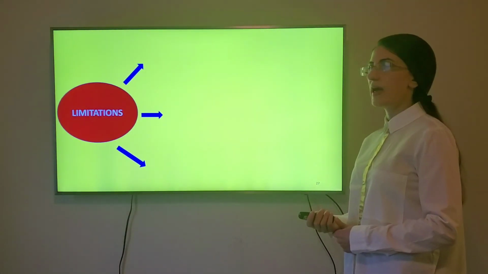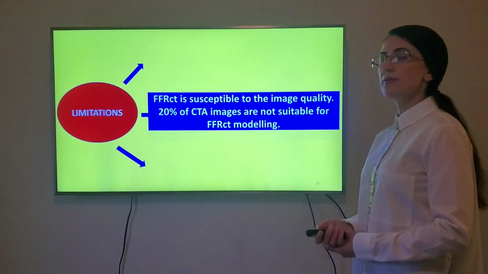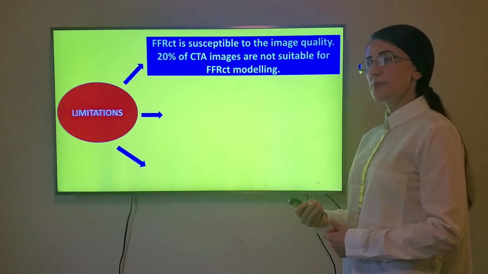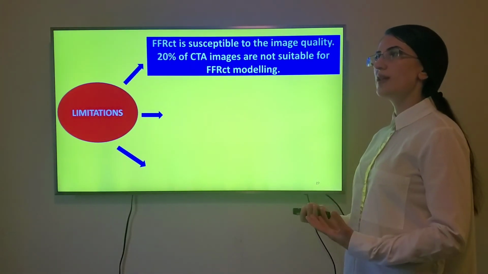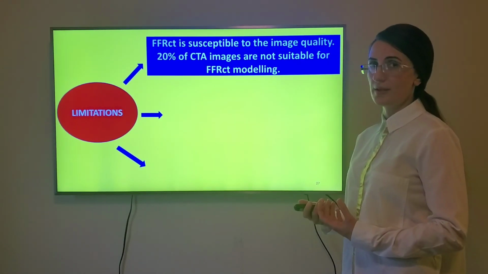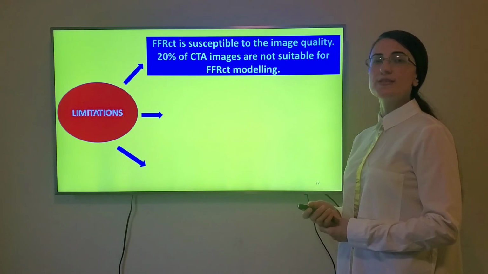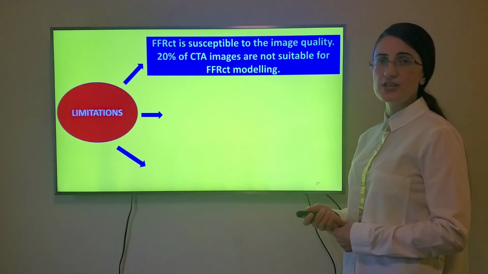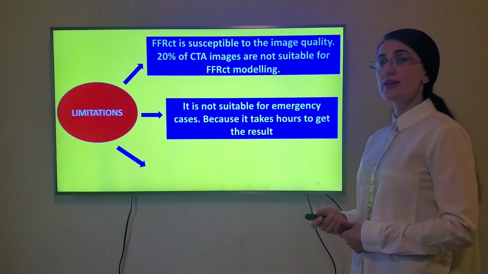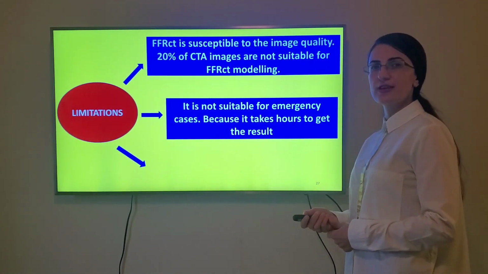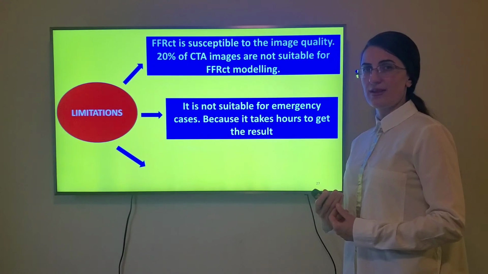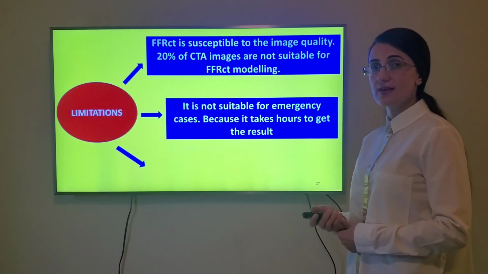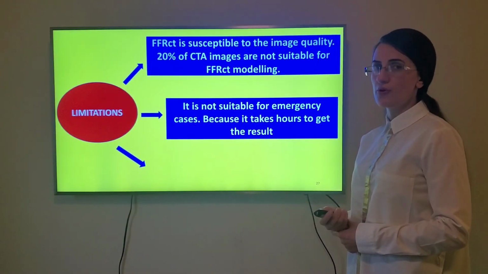Of course, every method has its own limitations. One of the limitations of Heartflow FFRCT analysis is that it is very susceptible to image quality. When we talk about image quality, we are talking about CTA image quality, because 20% of CT images are not suitable for Heartflow analysis. The second limitation is that it's not suitable for emergency cases, because the result doesn't come immediately. It takes hours to get the result. Sometimes it can even take 24 hours. That's why it is not very suitable in emergency cases.